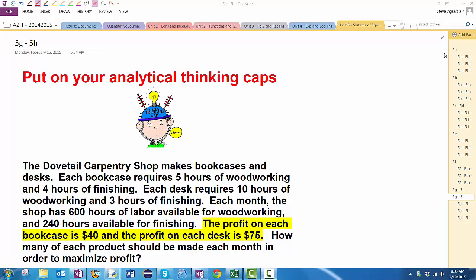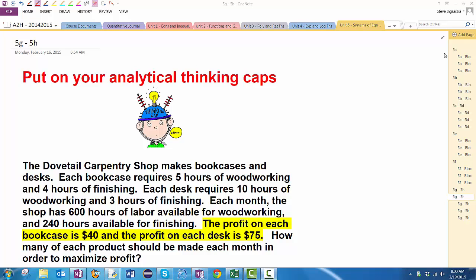Each month, the shop has 600 hours of labor available. Maybe they've got some full-time employees, maybe they got a few people that come in part-time, but each month they have 600 hours that they can spend on woodworking. They have only 240 hours available that they can spend on finishing. Now the profit on each bookcase is $40, and the profit on each desk is $75. How many of each product should be made each month in order to maximize profit?